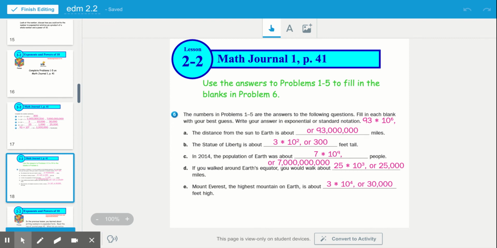The Statue of Liberty is about 3 times 10 to the 2nd power, or 300 feet tall. In 2014, the population of Earth was about 7 billion, or 7 times 10 to the 9th. If you walked around Earth's equator, you would walk about 25 times 10 to the 3rd, or 25,000 miles. And finally, Mount Everest, the highest mountain on Earth, is about 3 times 10 to the 4th power, or 30,000 feet high.